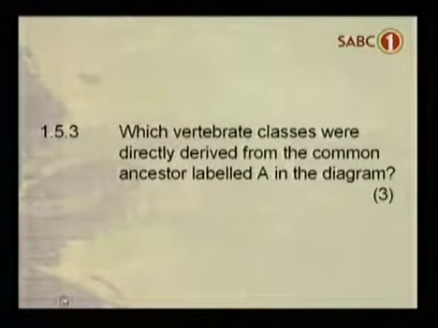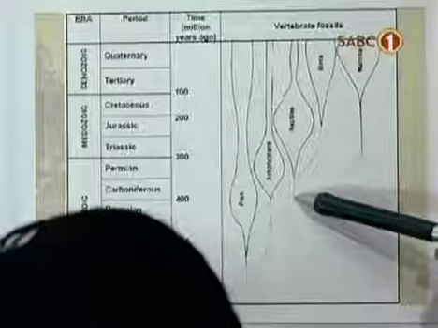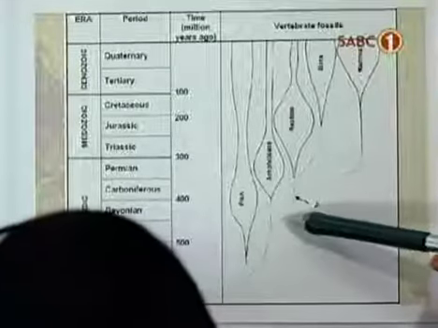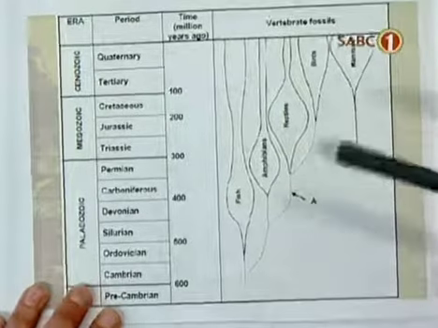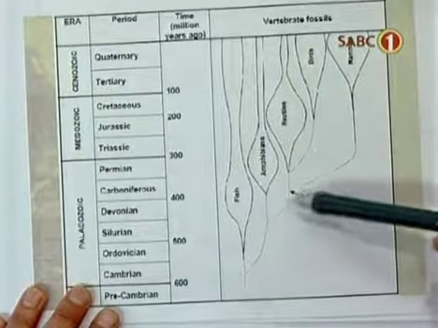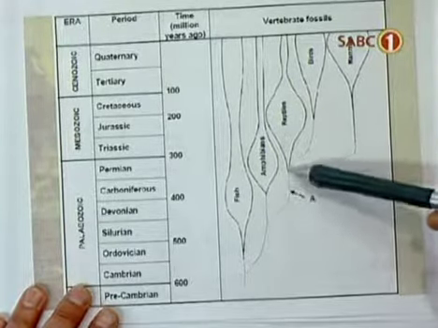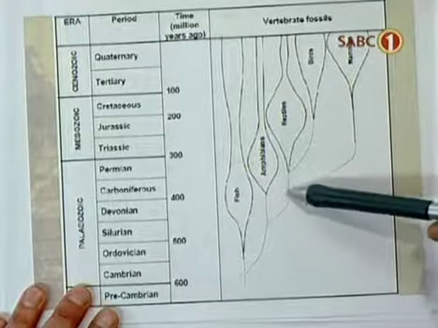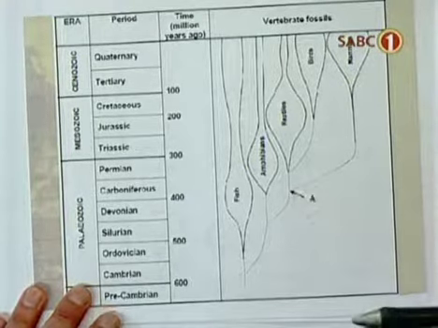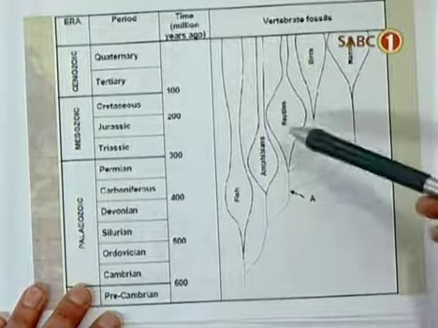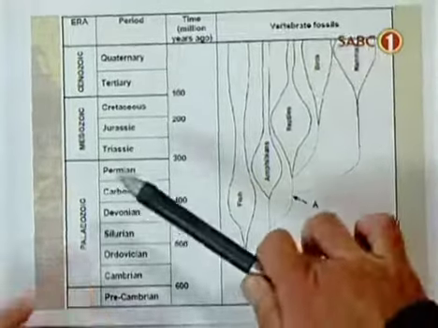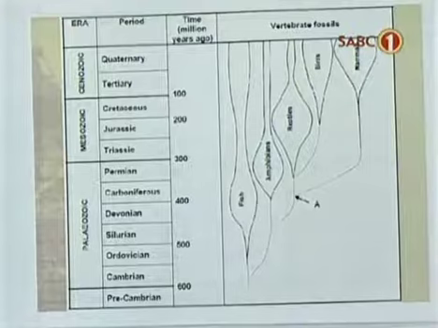Okay, then, which vertebrate class were directly derived from the common ancestor labeled A? If I come to my diagram over here, here is A, and if I follow the lines that come from that point, I can see that mammals and reptiles and birds would have all come from that particular point, and therefore all of them have a common ancestor, according to our diagram.